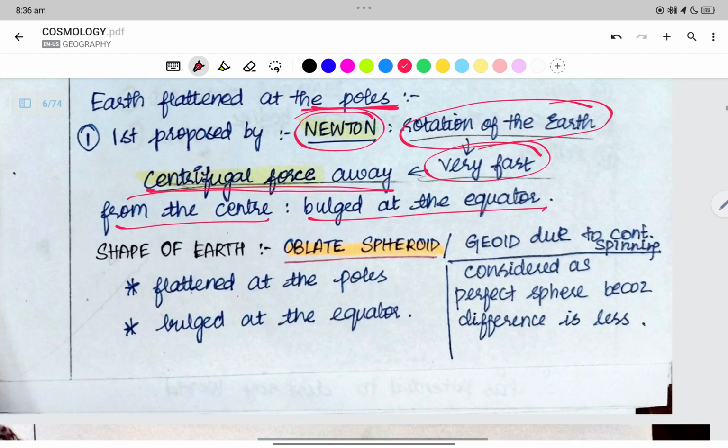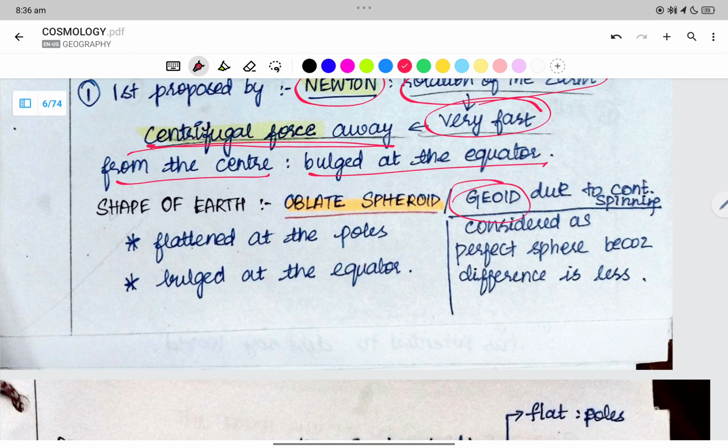Now the shape of the earth is geoid, or we can also call it an oblate sphere, right? So we can describe the shape of the earth as geoid, or we can also describe it as oblate spheroid. Now what is this shape? It is a shape which is flattened at the poles and bulged at the equator.